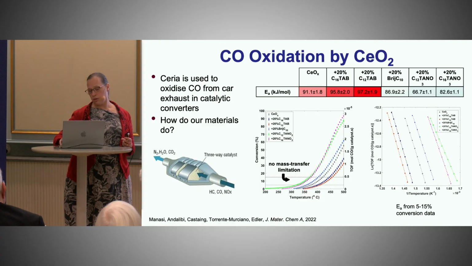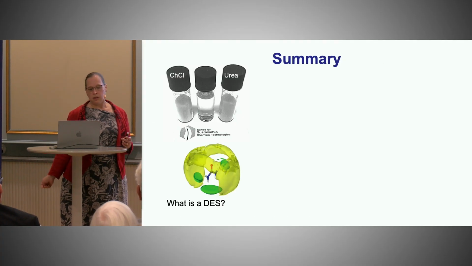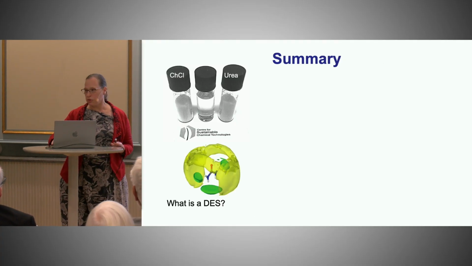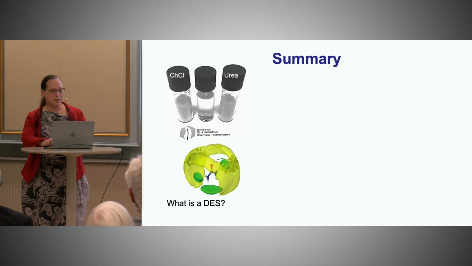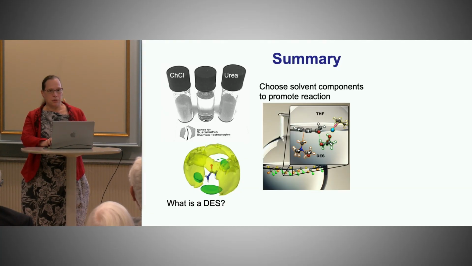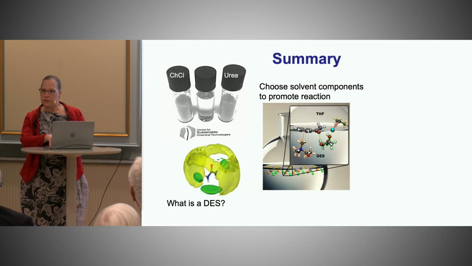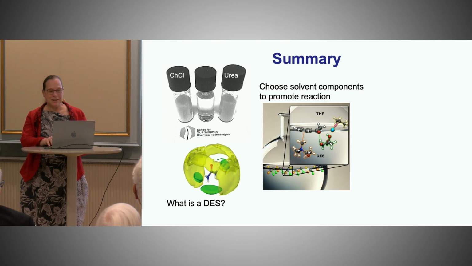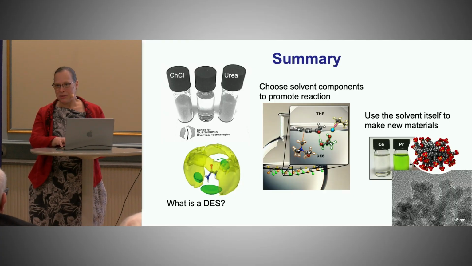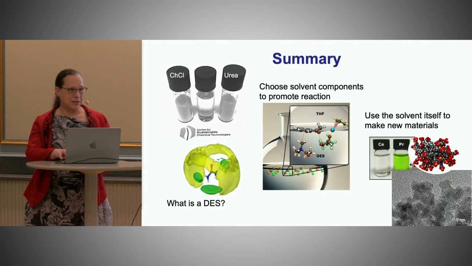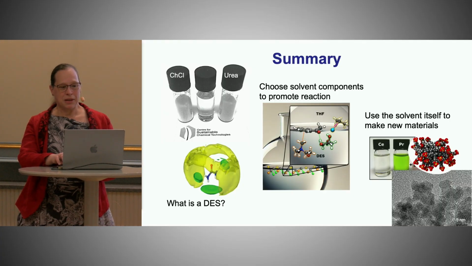So those were the two stories I wanted to tell. In summary, I hope I've shown you that we can do some interesting things just with molecular mixtures. These are deep eutectic solvents. We can choose the solvent components to be both green and environmentally friendly and to promote certain reactions, and we think we understand at least one reaction now, maybe not all of them. And that we can use the solvent itself to make some new interesting materials by carefully selecting the components that we use to make it.